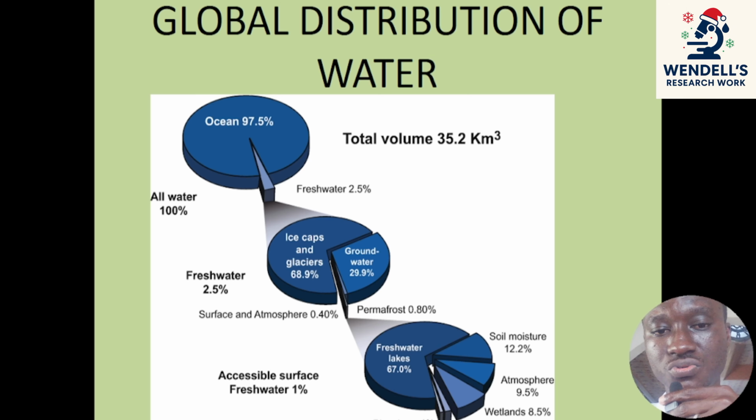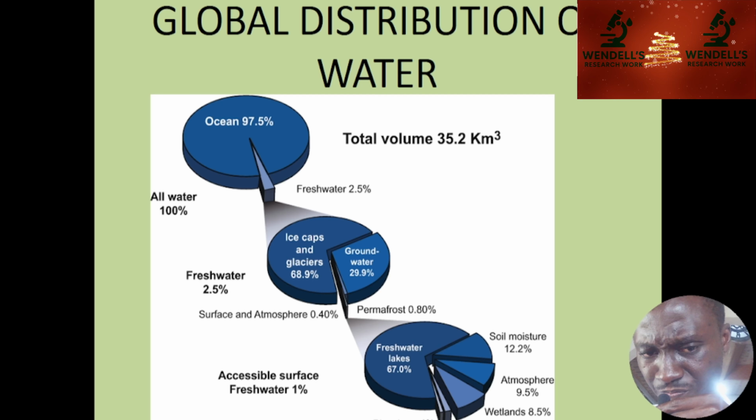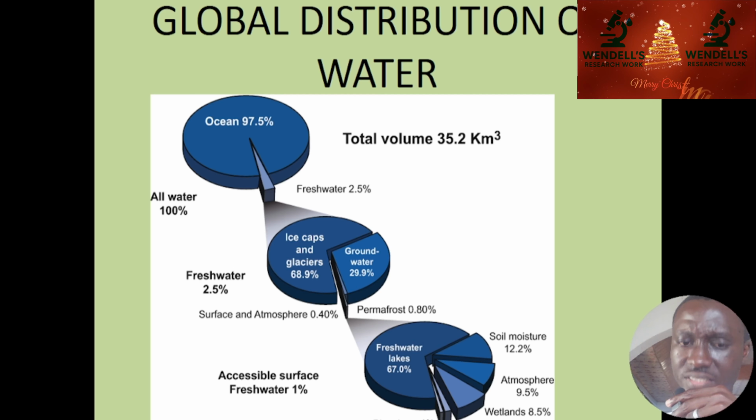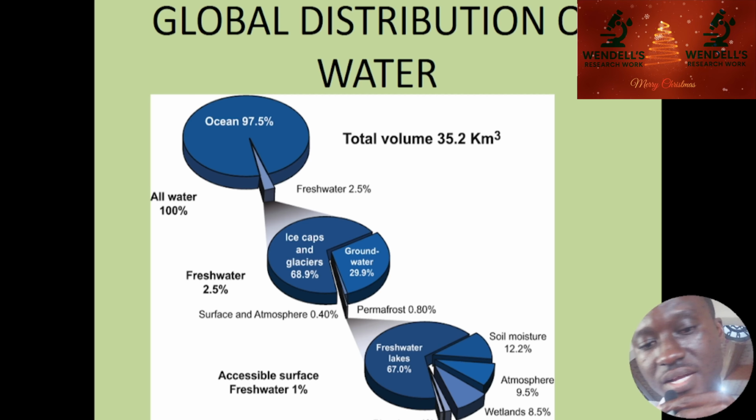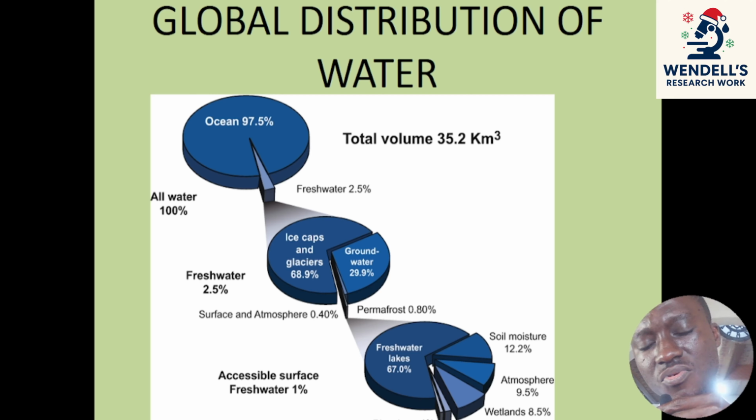And out of this, we have about 68% or almost 69% which is ice caps and glaciers. And the remaining about 30% is groundwater. Now, for surface and atmospheric water, it contributes about 0.4%, and then permafrost contributes 0.8%. So from this, even at this stage, you can realize that groundwater is the largest freshwater available.